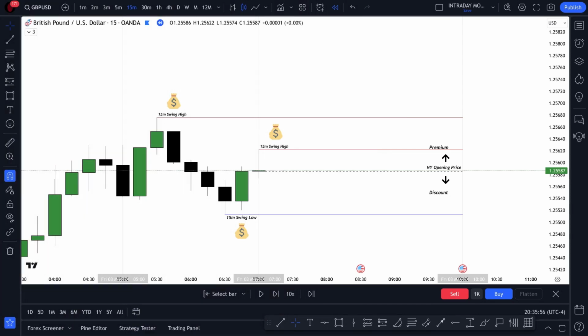This is British pound versus US dollar right before NFP. We can see that we have our consolidation. We have our consolidation high, our consolidation low. This time period is 5 a.m. to 7 a.m. This is typically where you're going to get your consolidation.